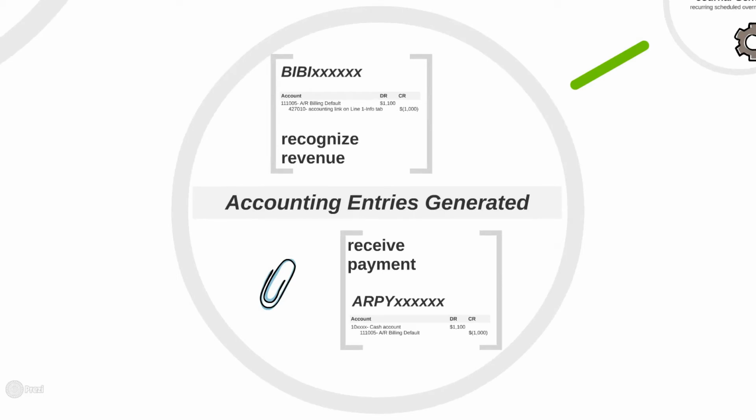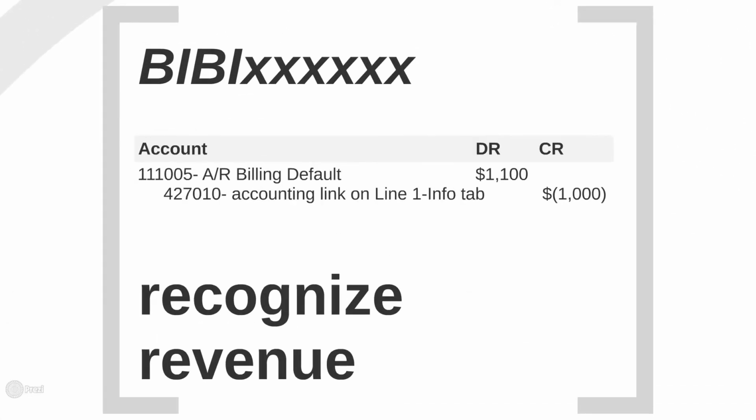Again, there's two types of journals that will be generated, but the first one that happens immediately is the entry to recognize the revenue and book the receivable. That's called the BI entry. It's going to debit the billing, the AR default billing account, and it will credit the revenue account that we listed on the accounting link on the line info 1 tab of our bill entry.